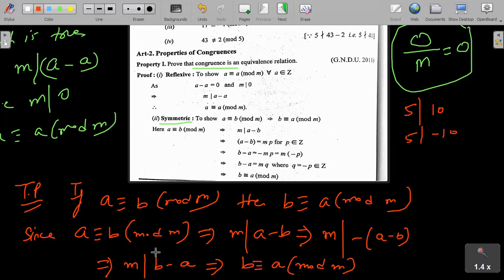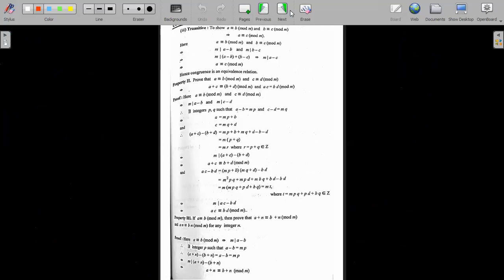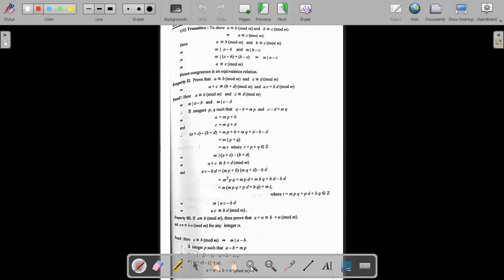So हम शुरू हुए थे A is congruent to B mod M. हमने क्या प्रूफ कर दिया? B is congruent to A mod M. So therefore we have got the symmetry. Is it clear, बच्चे? Is it clear, girls, all of you? Yes, ma'am. What about the last part?